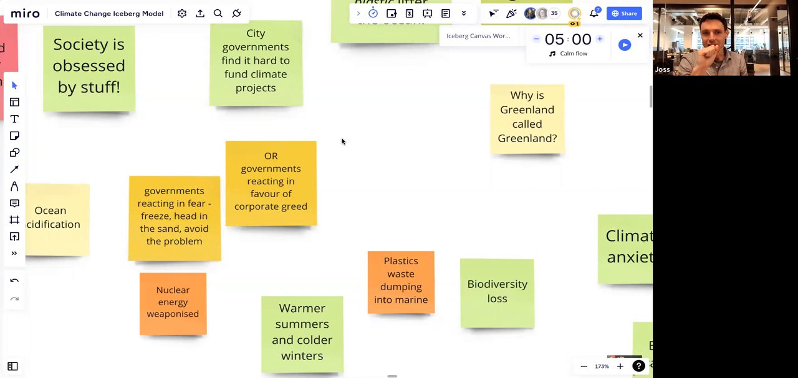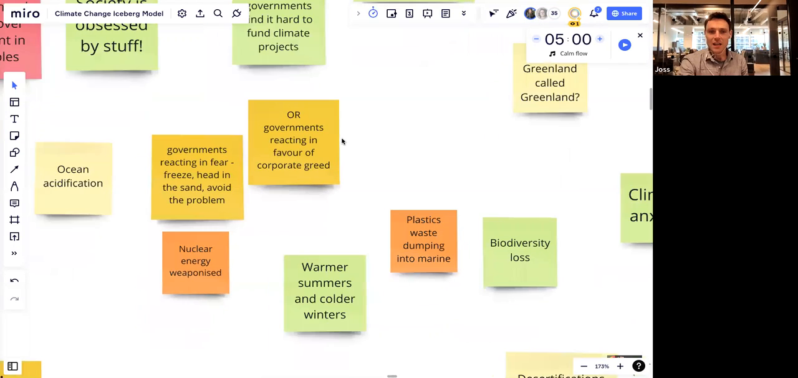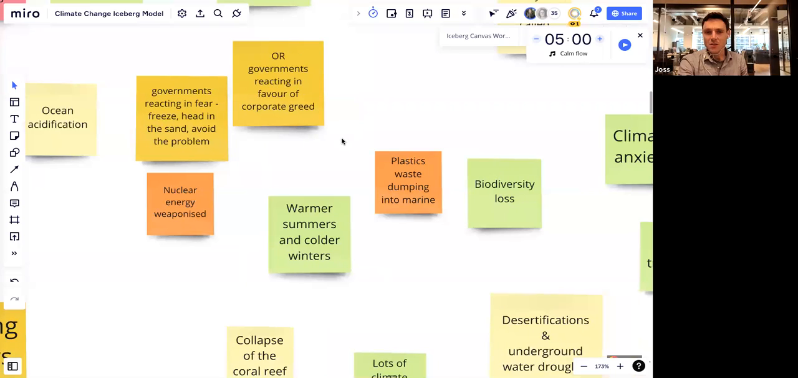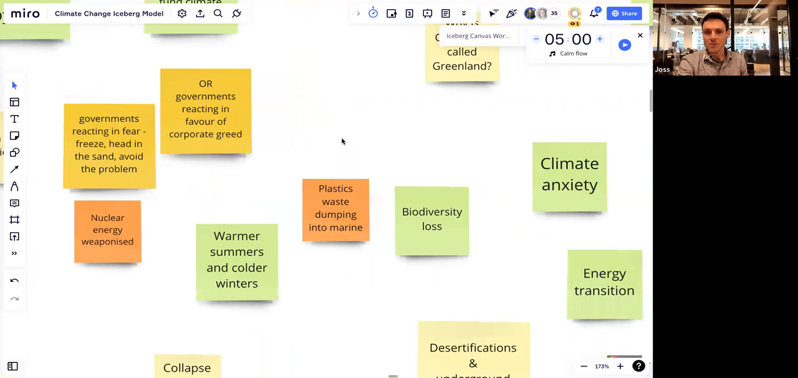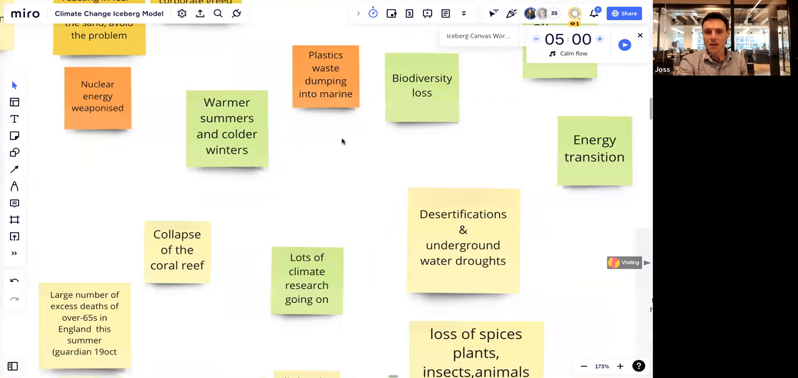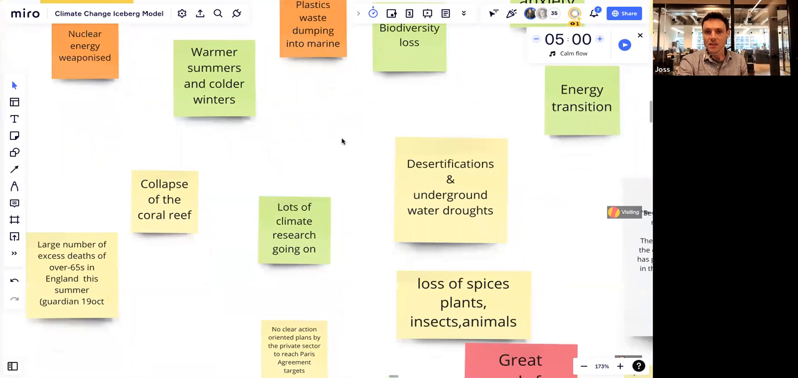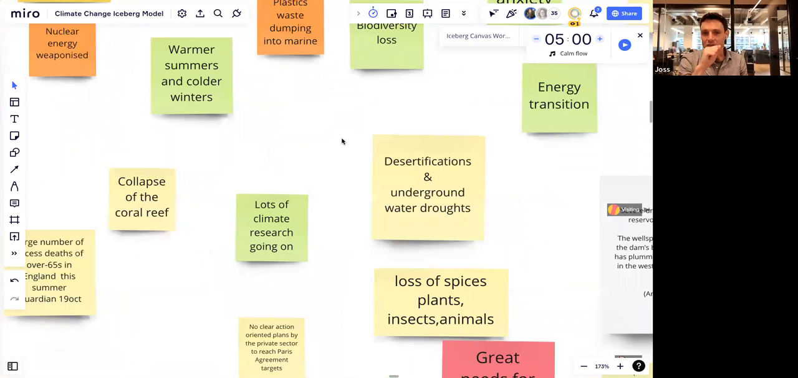Governments reacting in fear, freeze, head in the sand, avoid the problem. Nuclear energy weaponized, ocean acidification, warmer summers and colder winters. Plastic waste dumping in marine environments. Biodiversity loss, collapse of coral reefs. Lots of climate research going on. Desertification and underground water droughts. Loss of species, plants, insects, animals. It's a very interesting kind of picture that's being presented here.